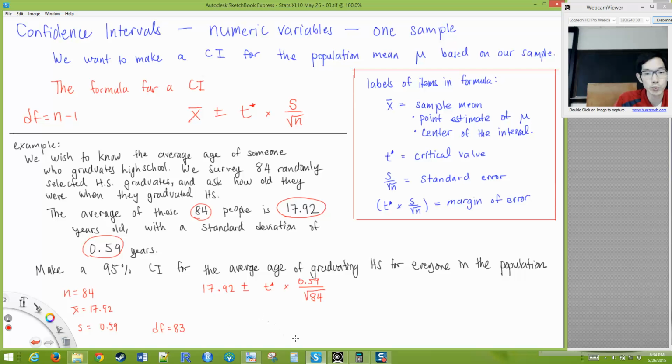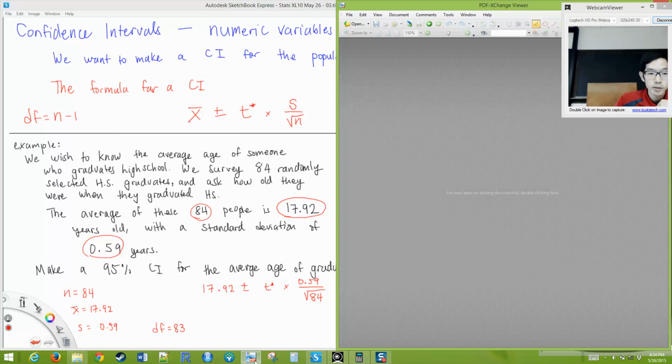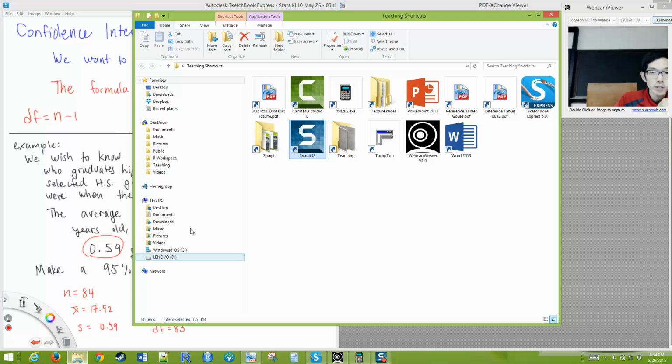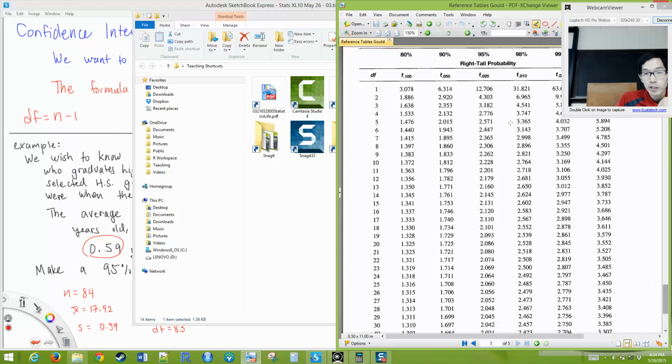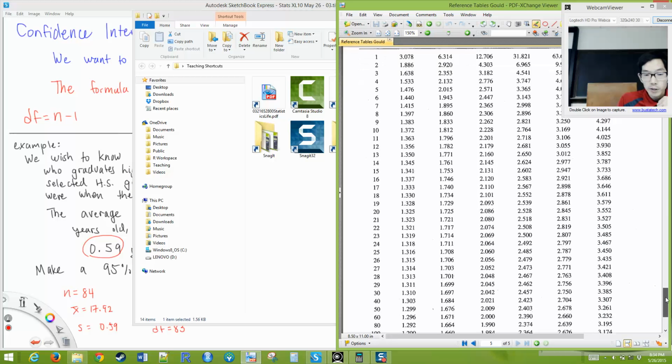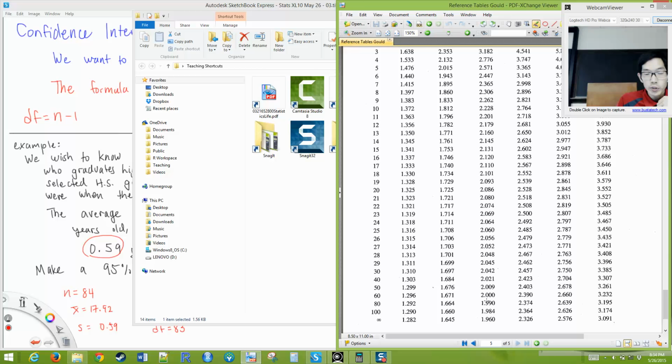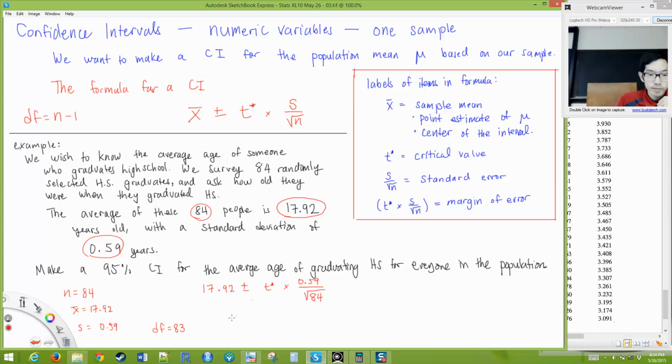Okay, we use 1.99, right? Do we see that? We go to our t table. We go to 95% confidence, 80 degrees of freedom. We always round down, 1.99. Okay, so I'm going to have 17.92 plus or minus 1.990 times 0.59 over the square root of 84.